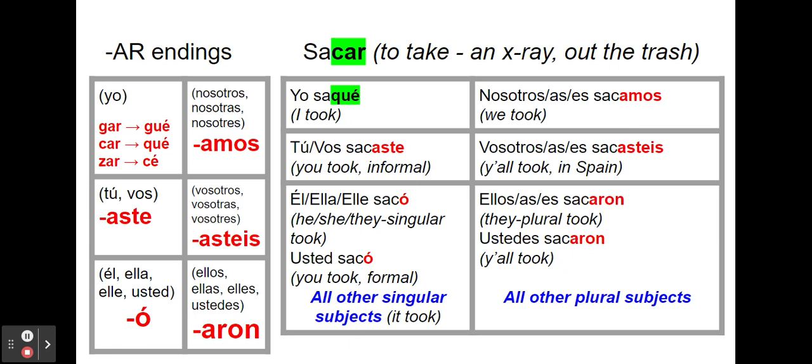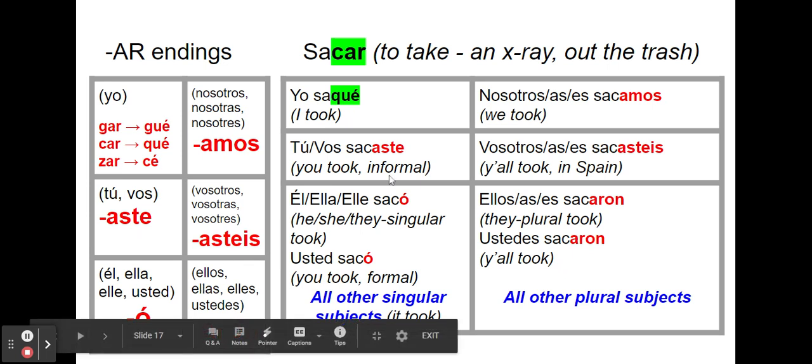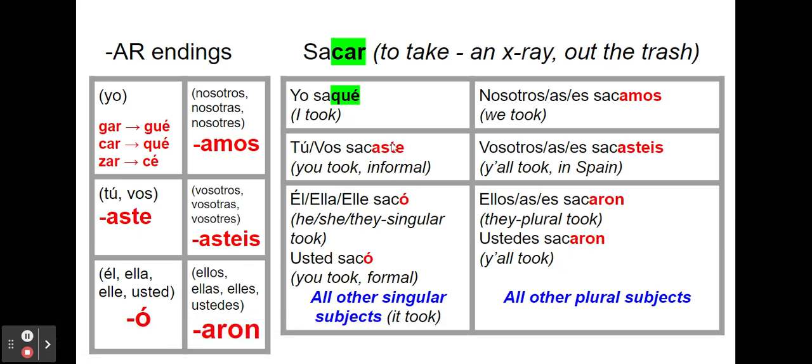So let's look real quick at the other forms. Tú or vos form is ending in aste, so we take off the AR up here and we replace it with aste. Sacaste would be you took. Él, ella form ends in ó with an accent mark, so that would be sacó. Same thing with usted form, that would be usted sacó, you took, formal.